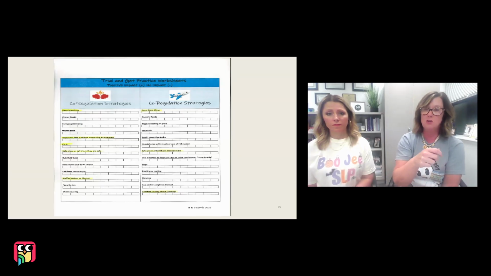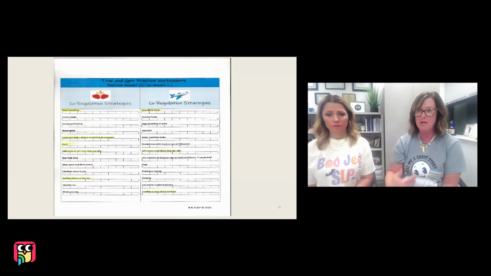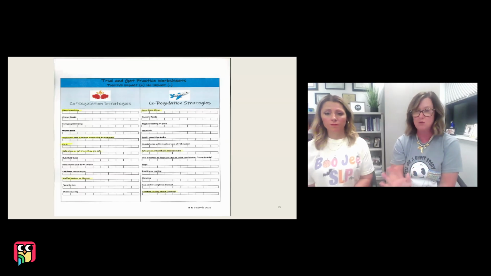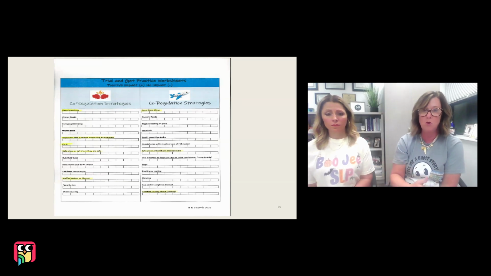So I may say today in therapy, when he has some dysregulation, I'm going to really try deep breathing, and I'm going to really try the stuffed animal, his dog Bailey. I'm going to put a plus if I feel like it's making an impact. I'm going to put a minus if there's really no impact. And then I want to track that data to see what might be working.